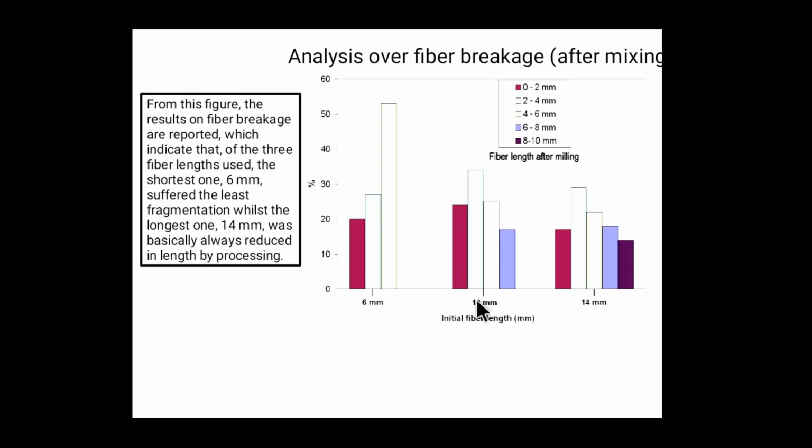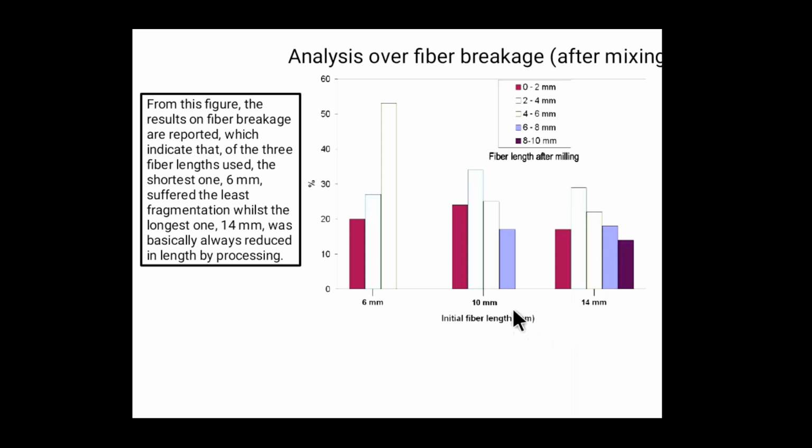From this, the fiber diameter hardly changes during the process, especially if the natural fibers are sufficiently hardened. This result of the fiber breakage, which I reported in this figure, indicates that of the three fiber lengths used, the shortest one, 6 mm, suffers the least fragmentation, while the longest one, 14 mm, basically always has its length reduced by the processing.